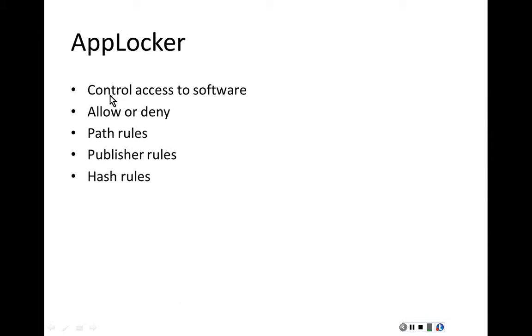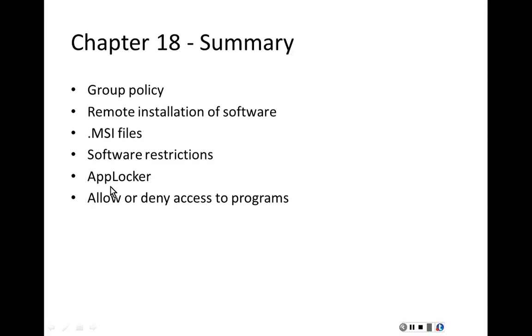AppLocker can control access to software. It can allow or deny. We can specify path rules. We can specify publisher rules, and hash rules are used to protect the integrity of the file such that users are not using files which have been corrupted or adulterated.